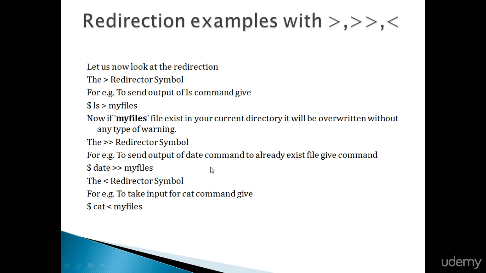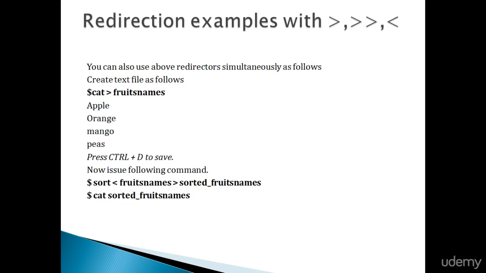To use the double greater than redirector symbol to send the output of the date command to an already existing file, give the command date, double greater than, myfiles. It will append the date at the end of the file myfiles. To take the input for the cat command, if we want to display the contents of myfiles, we give cat myfiles. Instead of taking input from the keyboard, it will take its input from myfiles.